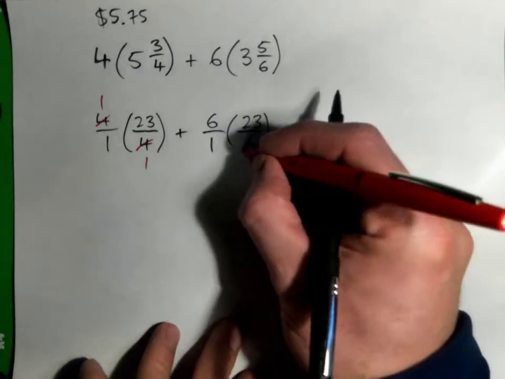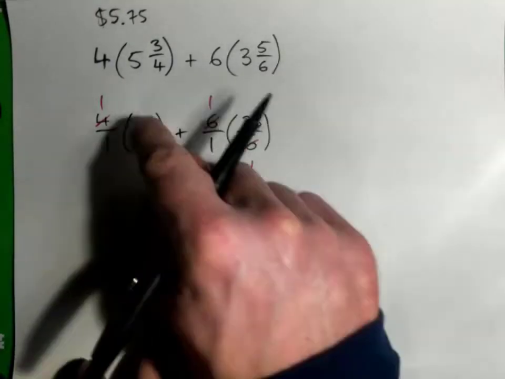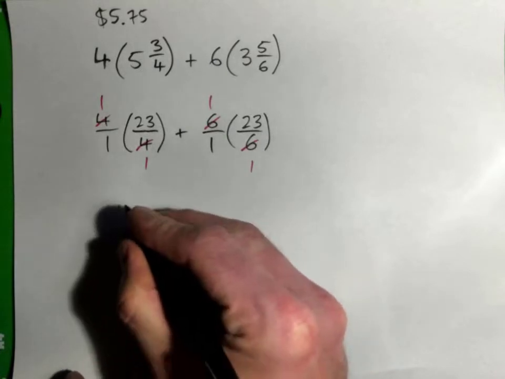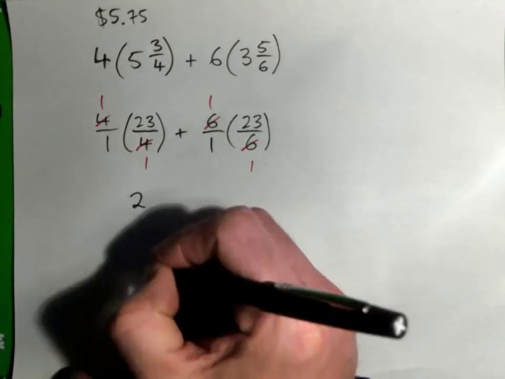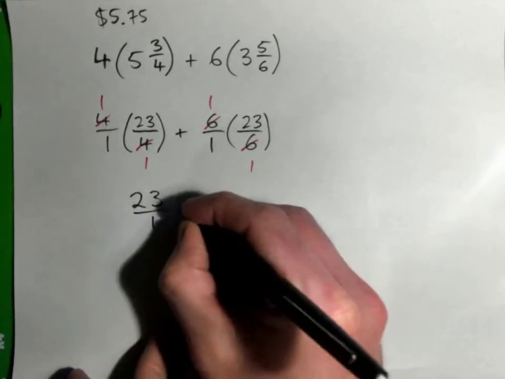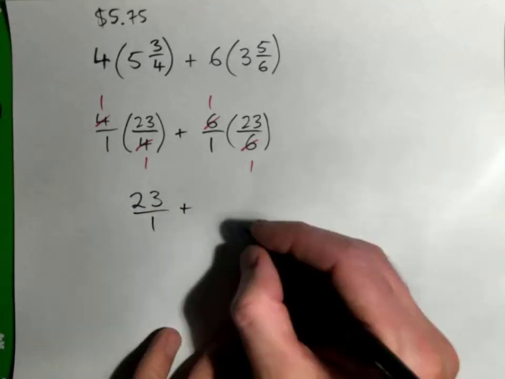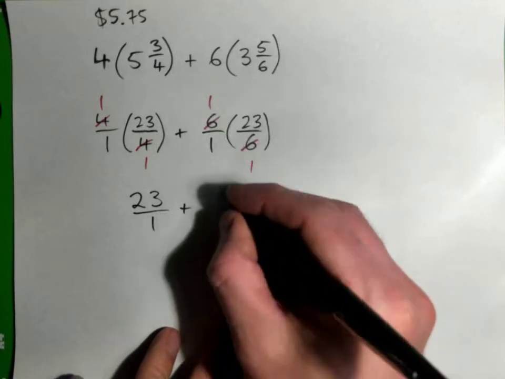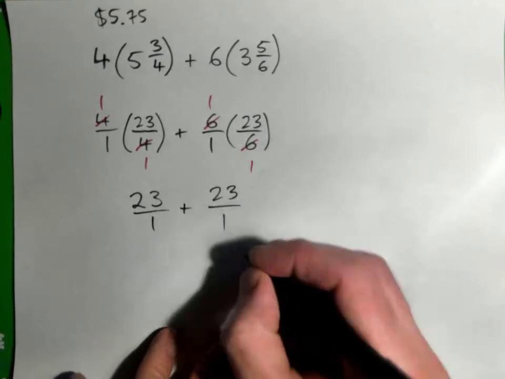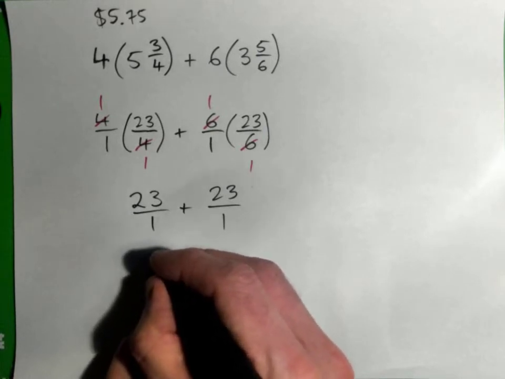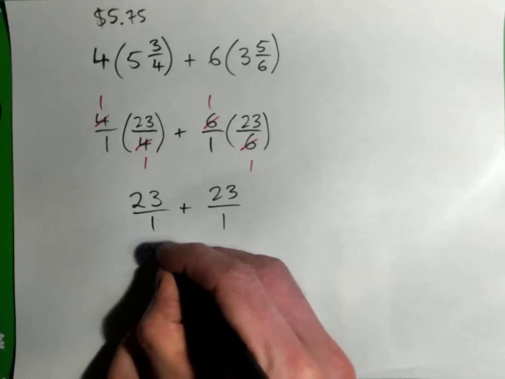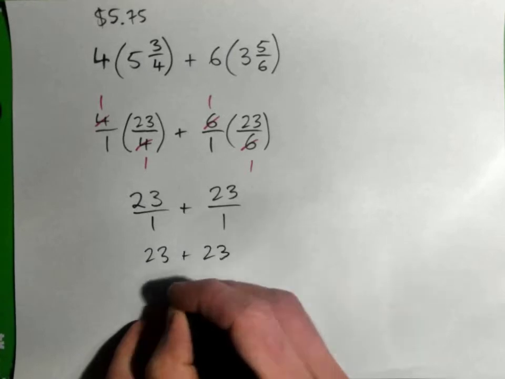The 6 cross cancels here, so we get 1 times 23 over 1 times 1, which makes 23/1. And this is also 1 times 23, 23/1. So we just have 23 plus 23, which is 46.